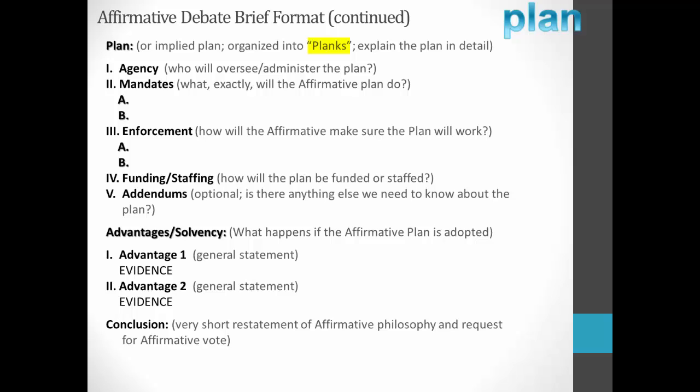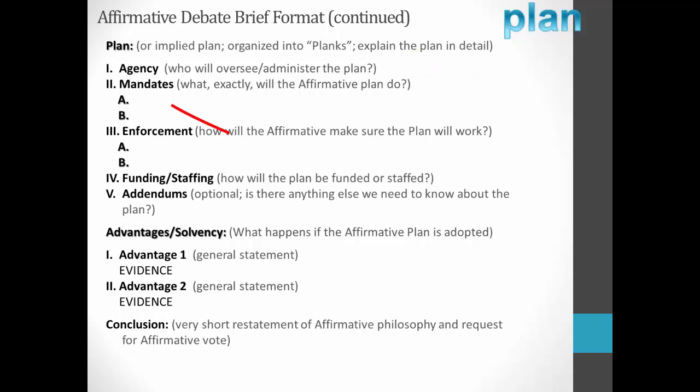These planks address the agency, who will administer or oversee the plan. In an academic policy debate, this is usually a governmental agency, either one that exists or that the affirmative team has created. Think of what happened after 9/11, the bombing of the World Trade Center. As part of the plan to solve the problem of terrorism, a new agency, Homeland Security, was created to administer and implement various rules and regulations.